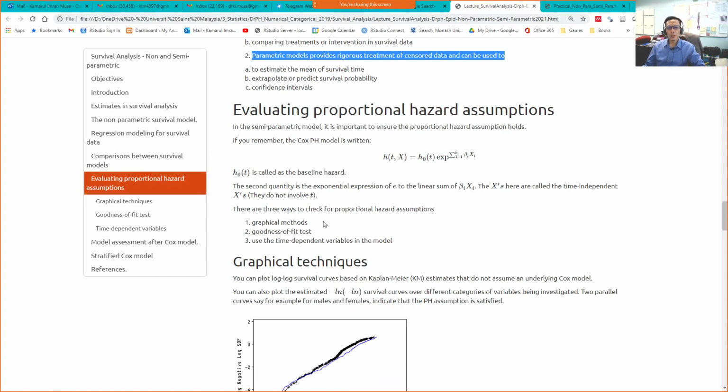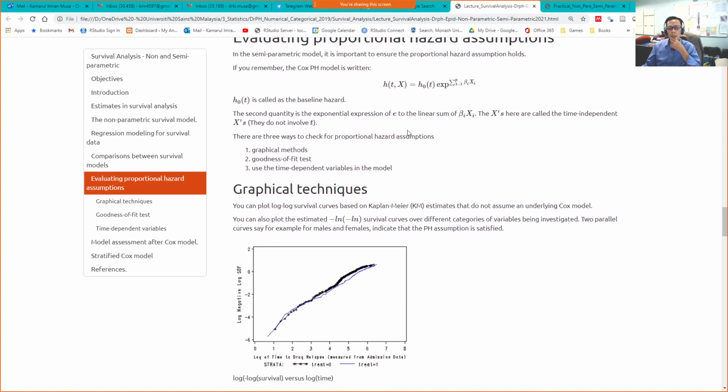So we know that this is the log hazard, where h0(t) is the baseline hazard function. We don't want to specify anything here, so this becomes non-parametric. Because of this, in Cox proportional hazard regression, one of the major assumptions is that the hazard should be proportional. So how to check? We can use graphical methods, we can use goodness of fit tests, and we can use time dependent variables in the model. So there are 3 ways to check for proportional hazard assumptions.